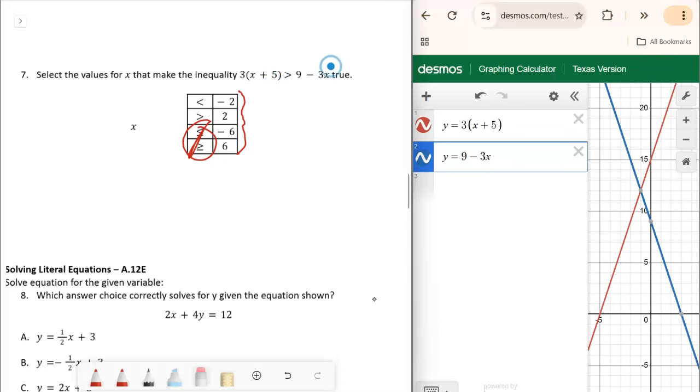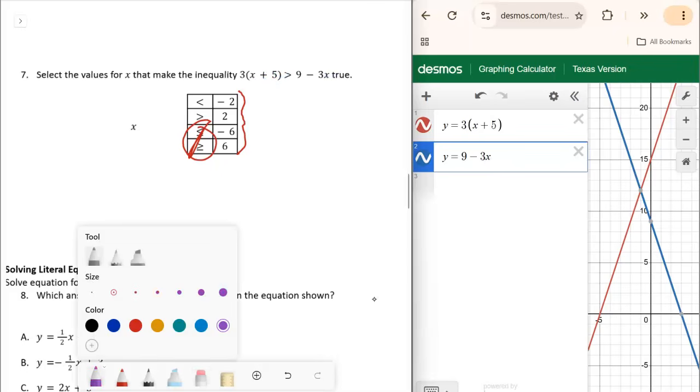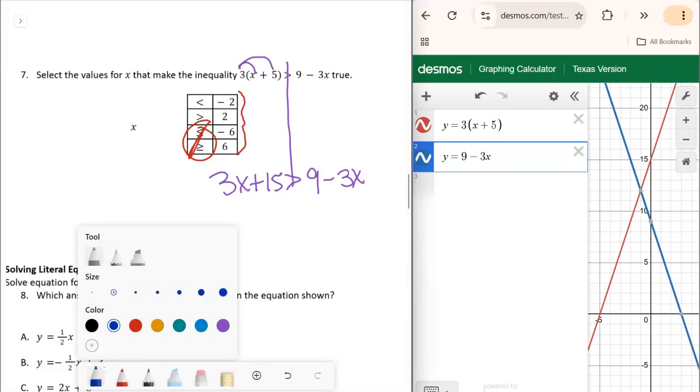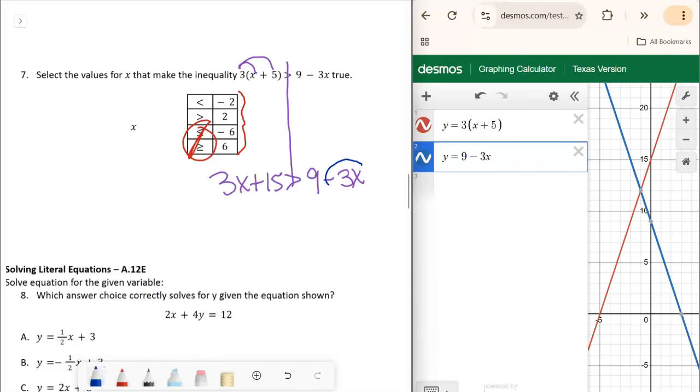Okay, if we do it by hand, first thing is to distribute. So 3 times x is 3x. 3 times 5 is a positive 15. Bring down the symbol, 9 minus 3x. Okay, the next step is to move the smallest variable. So here we go. I'm going to add 3x to both sides. That gives me a positive 6x plus 15. Bring down the symbol, 9.